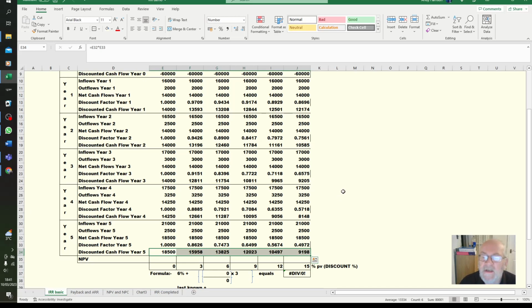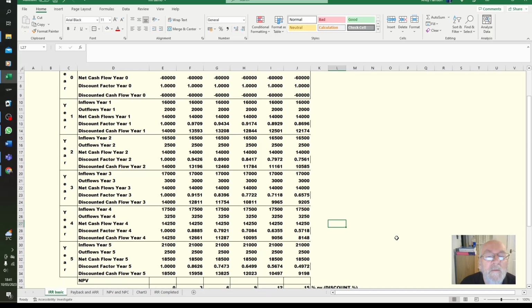So in year 5, 18,500 at 15% is only worth 9,198 today, where if the cost of capital was 6%, I'll put the percentages down the bottom, the same amount of money would be worth 13,825 in today's money. So now we just need to calculate the net present value.